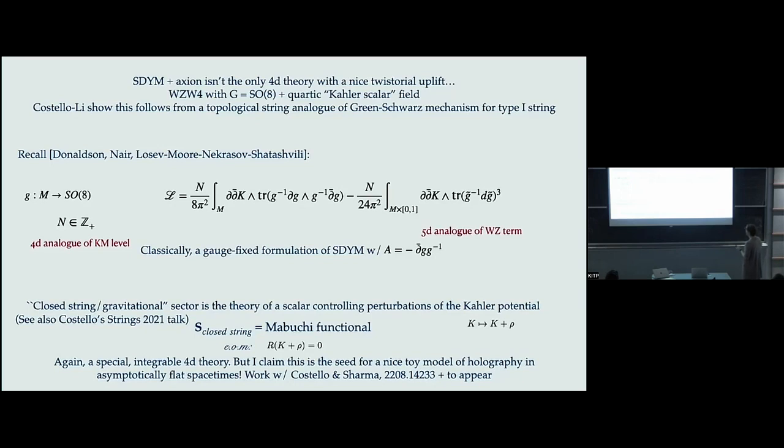And the closed string and gravitational sector, as I said, comes from BCOV upstairs, and it has some explicit action, which I didn't write down, but which I recently discovered is called the 4D Mabuchi functional. So that's something that it's nice. There's nothing new under the sun, I guess. We're just always rediscovering things that people knew in different contexts. But the equation of motion for this action tells you that the resulting theory downstairs is scalar flat, namely the Ricci scalar is equal to 0, but not necessarily Ricci flat. Okay, that's important. So again, we have a special integrable 4D theory, and I claim that this is the seed for a nice toy model of holography.